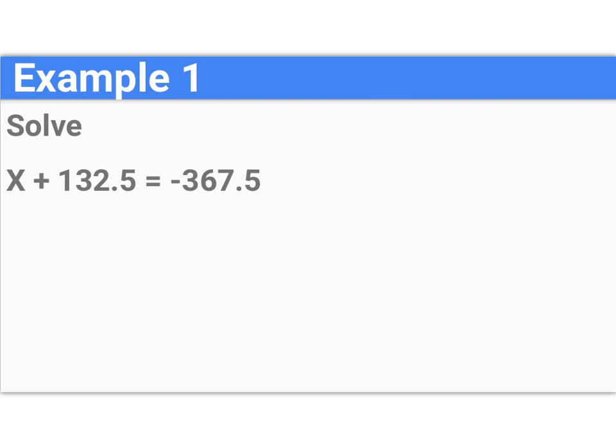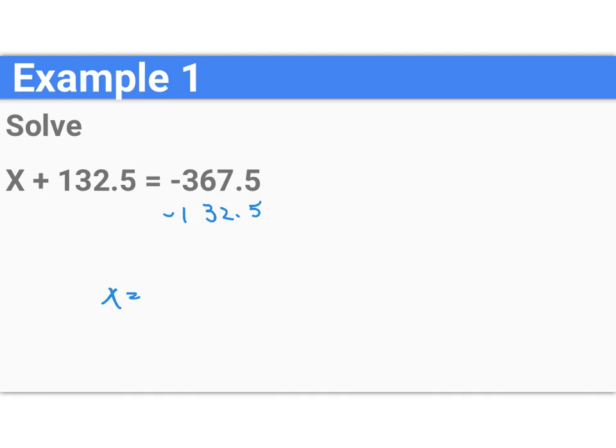So we're going to subtract 132.5 from both sides. Subtract 132.5 from both sides. Now x equals, and then now we subtract. So x equals 132.5. And same signs add.